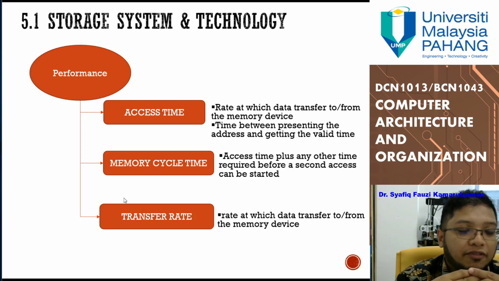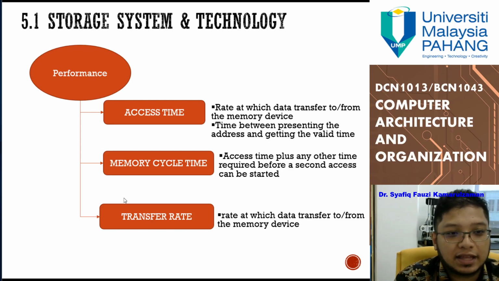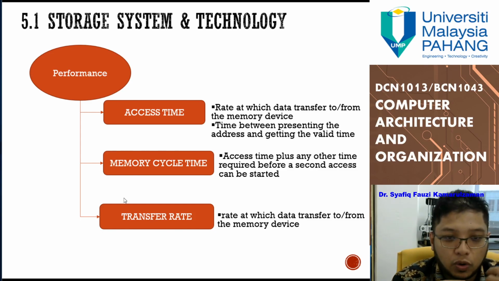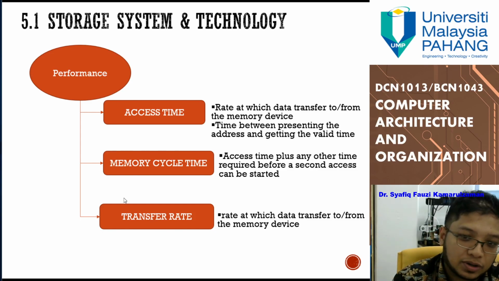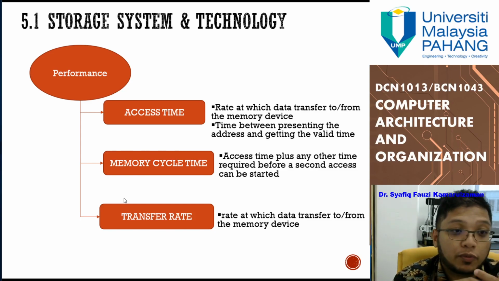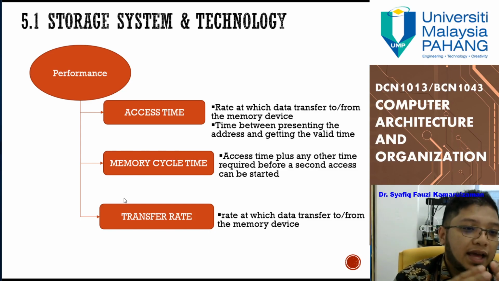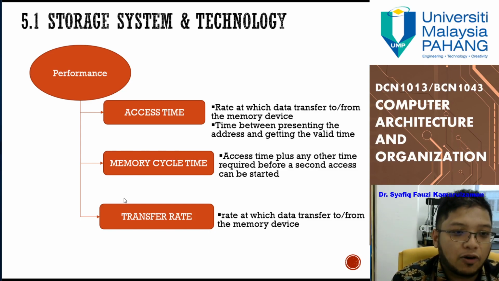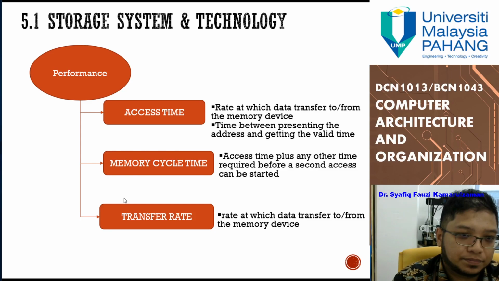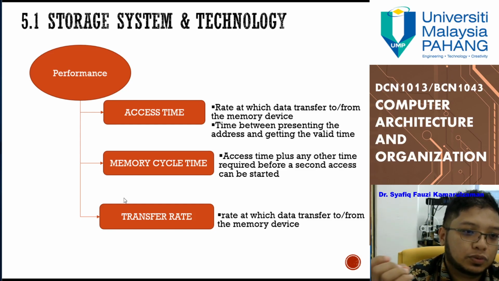And then next we have the memory cycle time. This one is the access time plus any other time required before a second access can be started. So this means that once you request memory, until you receive all the memory and finish, this is what we call the memory cycle time before you start the next request. And then the third one is transfer rate: how fast data is being transferred from the memory itself to the CPU or something like that.